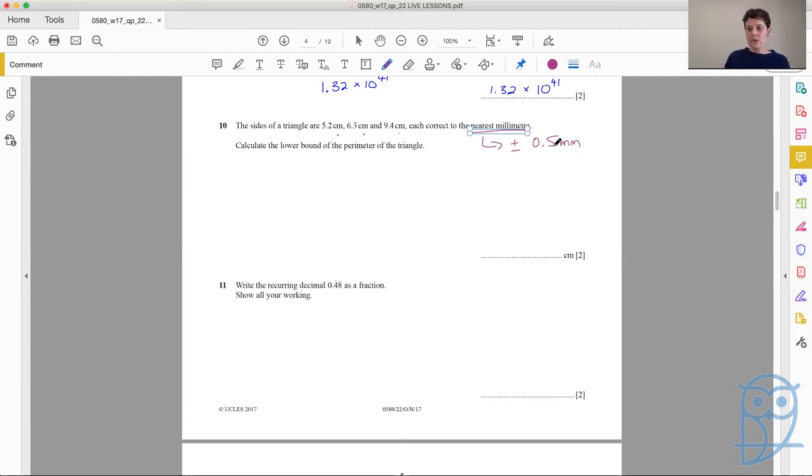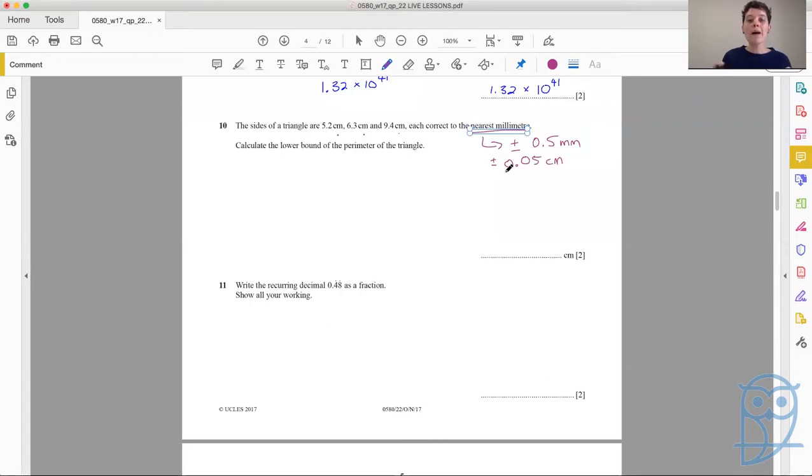So if it's 0.5 millimeters, how many centimeters is that? Remember, to get from millimeters to centimeters, we want to divide by 10. So 0.05 centimeters. So now we've got everything in the same units. We can look at the question again.